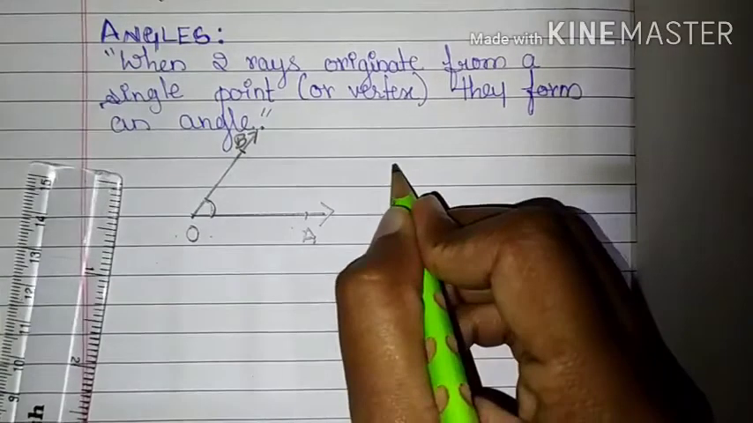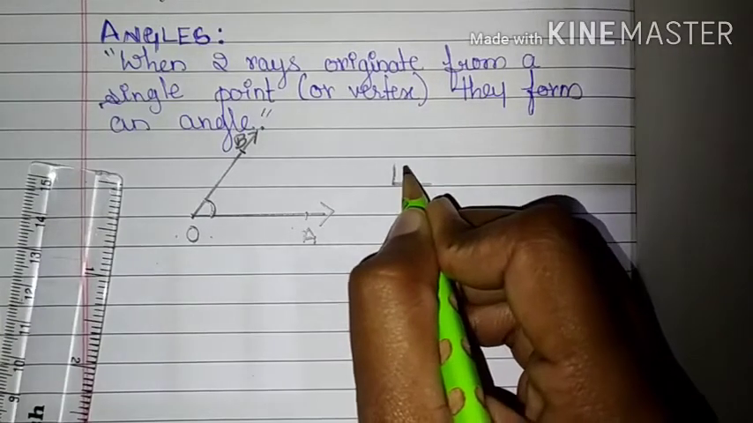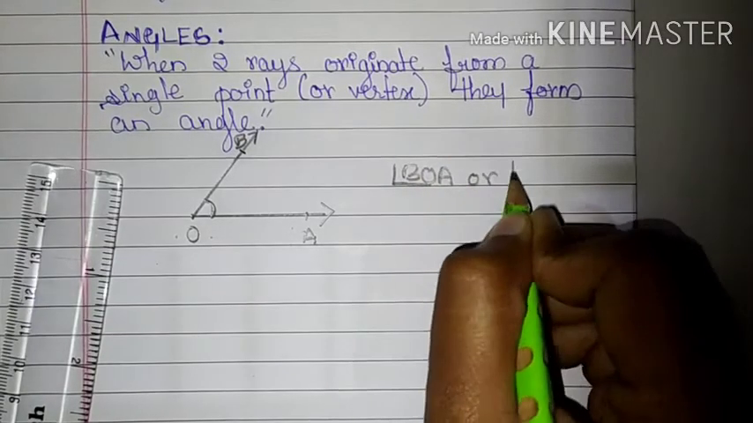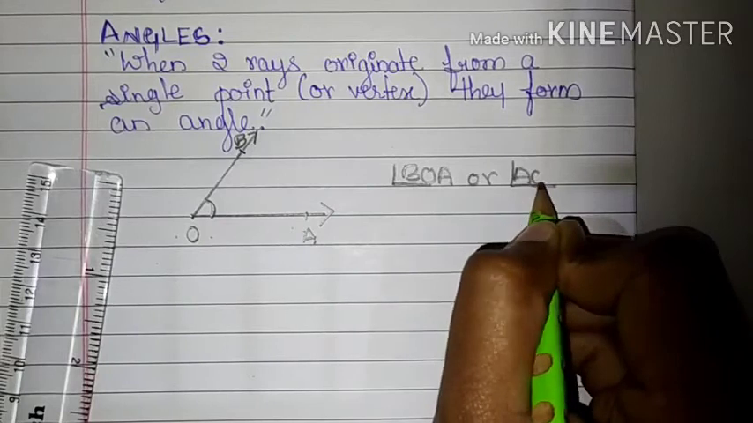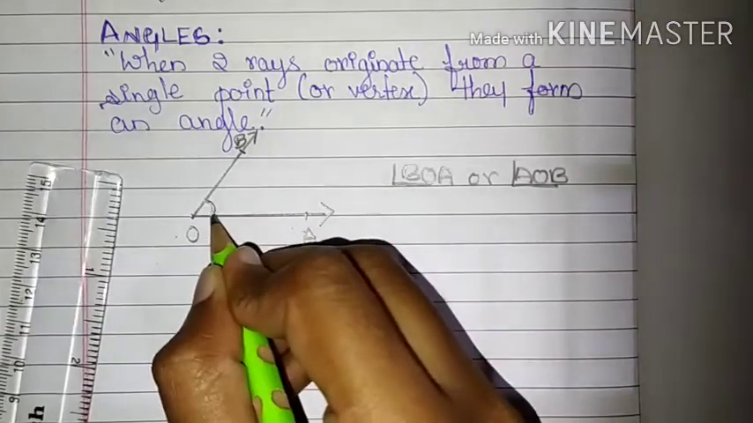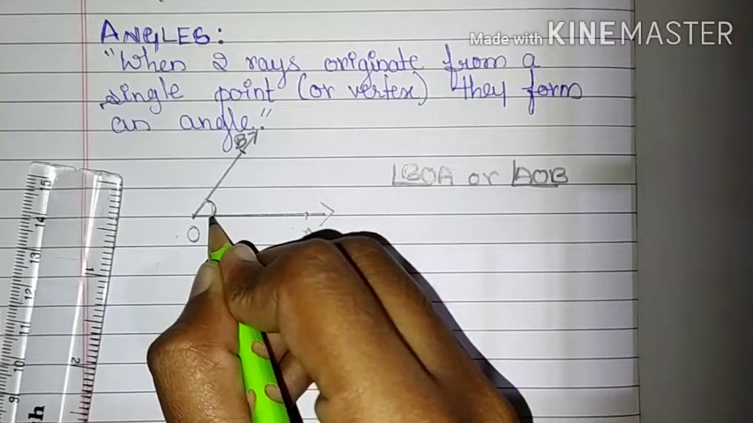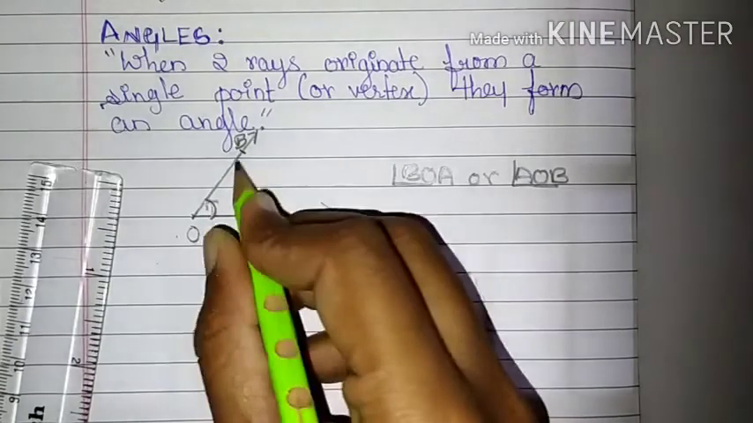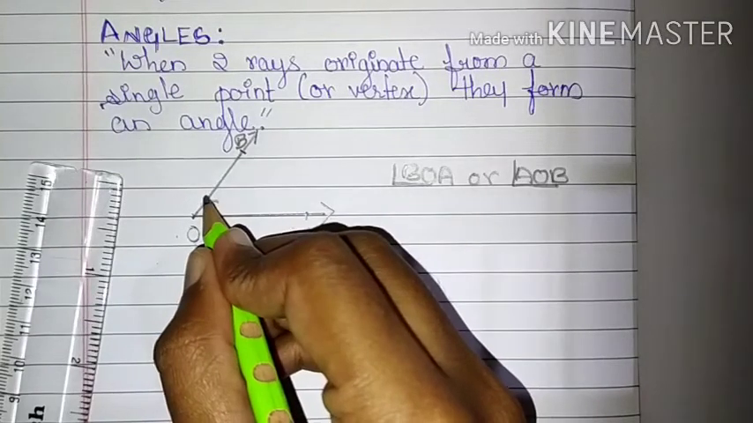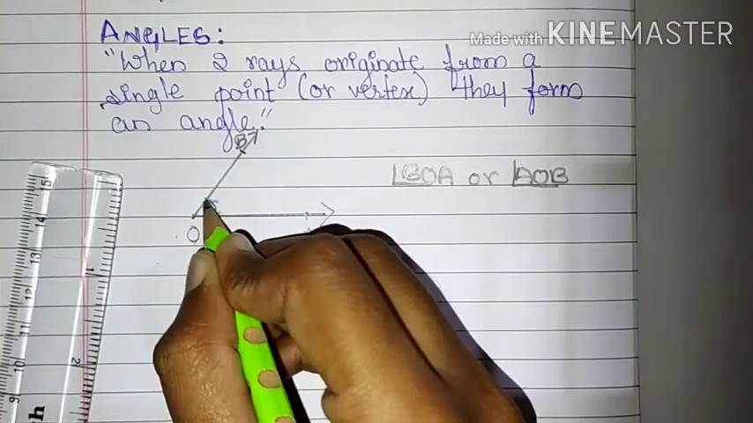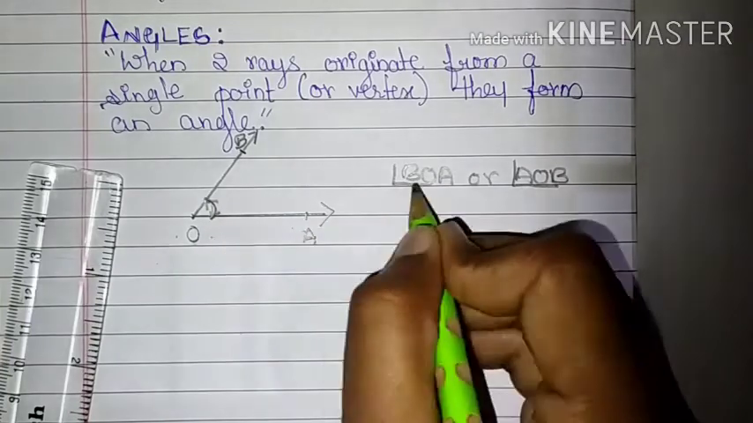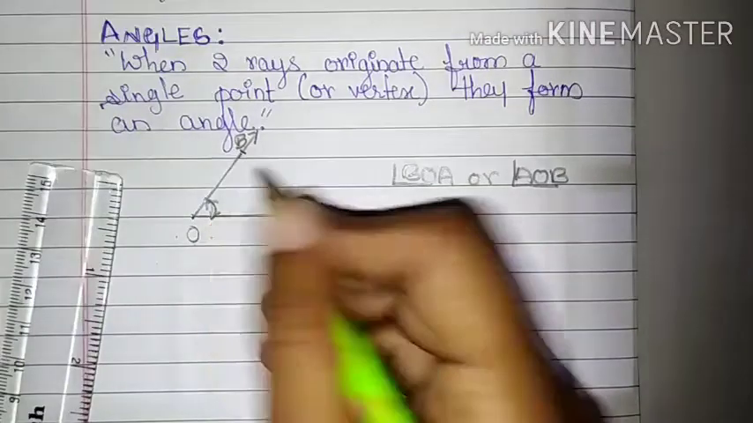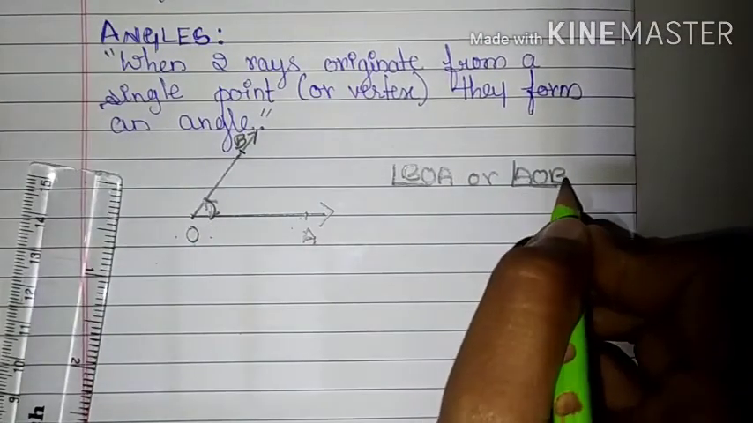So here the two rays have formed the angle BOA or angle AOB. Since we measure the angle from the bottom ray to the top ray, from here to here, we name it angle AOB. If we were to measure it from the top ray to the bottom ray, then it would have been BOA.